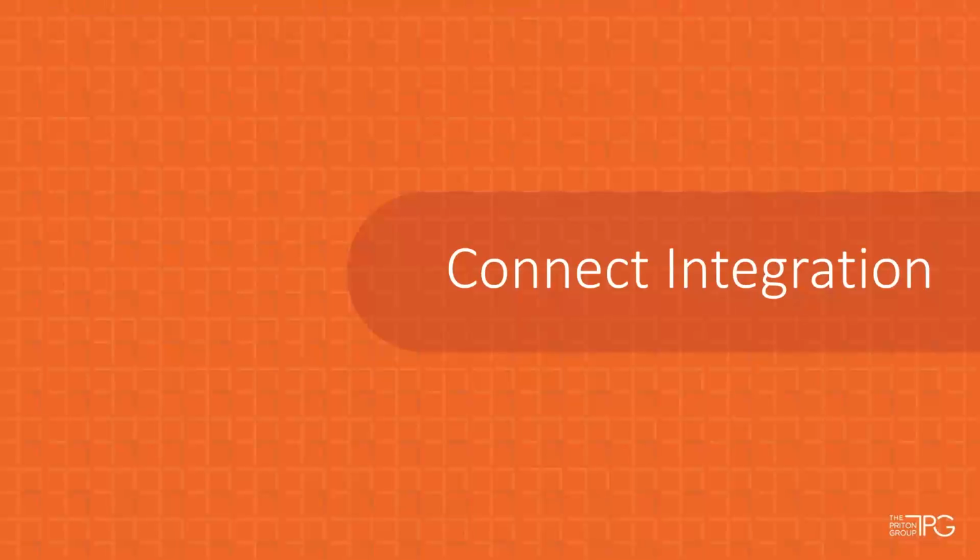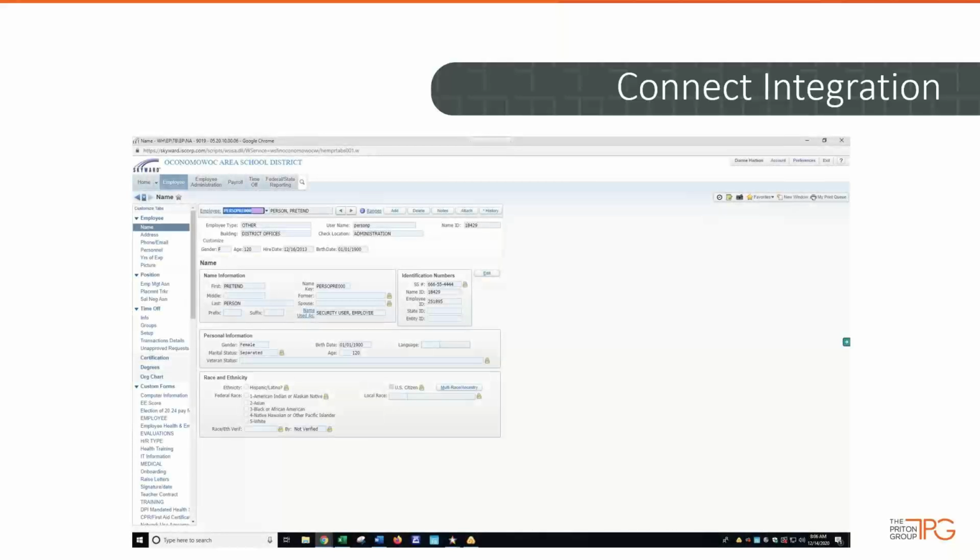And now let's talk about Connect integration. So this is the second element that JD was talking about. For today, we're actually going to show an integration with a system called Skyward. It's a school ERP system, basically a school management system. And Oconomowoc Area School District was kind enough to work with us to provide us this screen and to show you what the integration looks like.